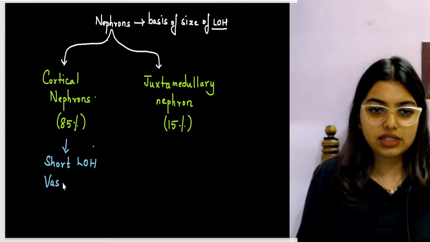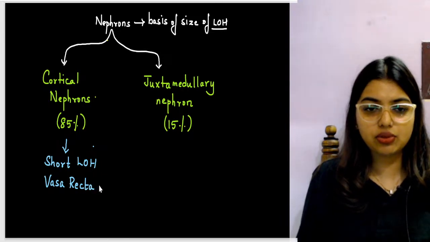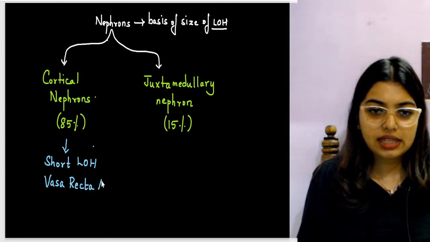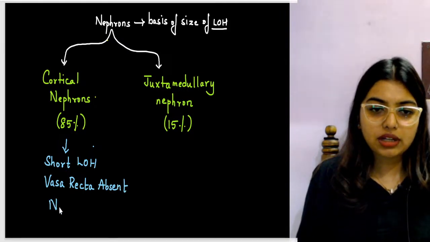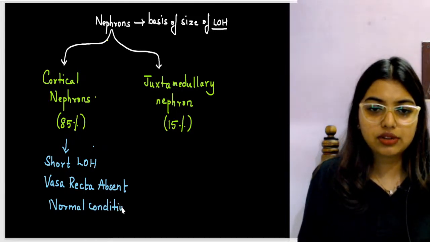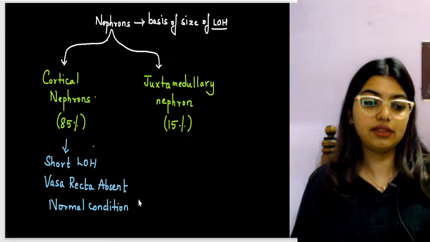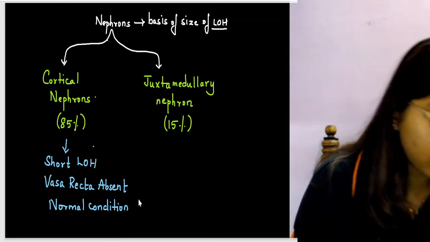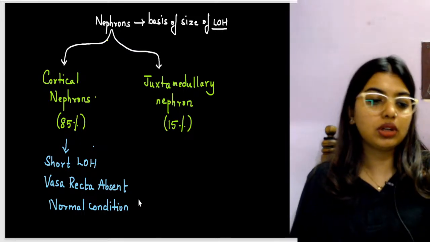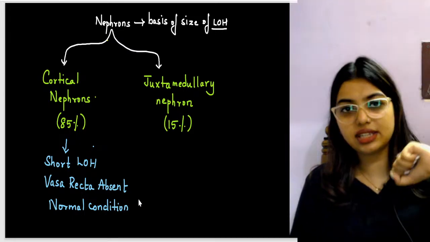They have no vasa recta, or very little, because the loop of Henle is short, so vasa recta is absent or negligible. Now students, these nephrons work during the normal condition. If you know the countercurrent mechanism, you should know that to regulate the osmolarity, we do the countercurrent mechanism. To do the countercurrent mechanism, we need vasa recta and the loop of Henle.